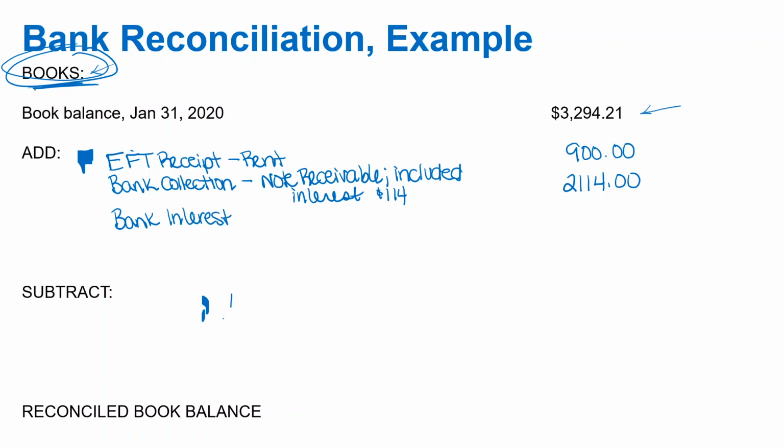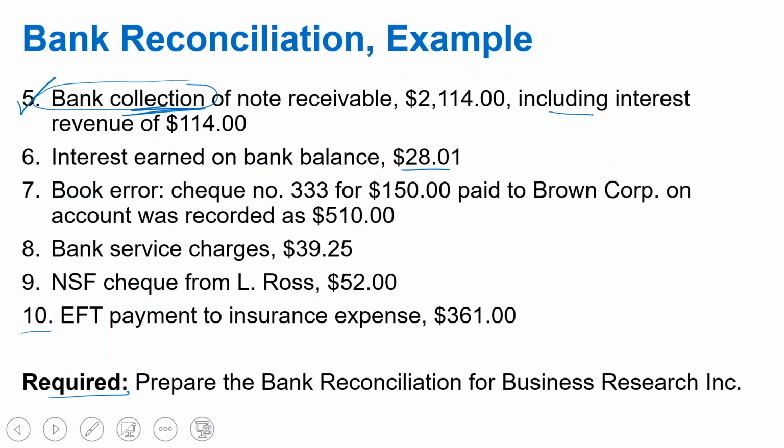So we've got bank interest revenue, and it was $28.01. Okay, that's number 6 dealt with.